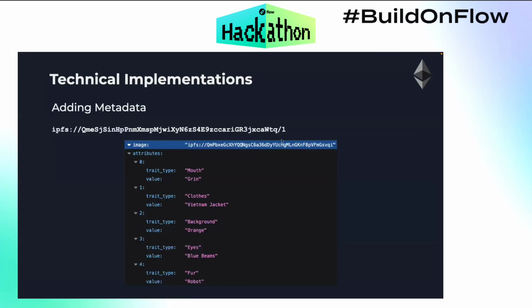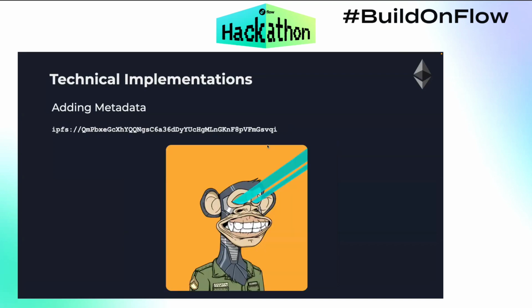And if you actually open that URL, this is a sample metadata URL I brought up. And if you open that URL, it's a JSON object, which points to an image, which is another link off-chain, and it has some attributes. So it has a mouth attribute with the value of grin, it has clothes with the value of Vietnam jacket, and so on and so forth. And if you actually now open the image link, it's one of the Bored Ape NFTs.